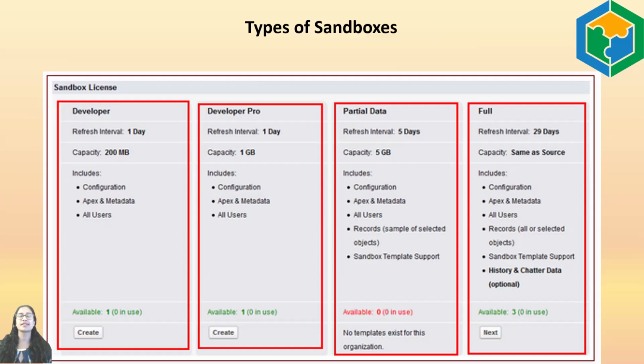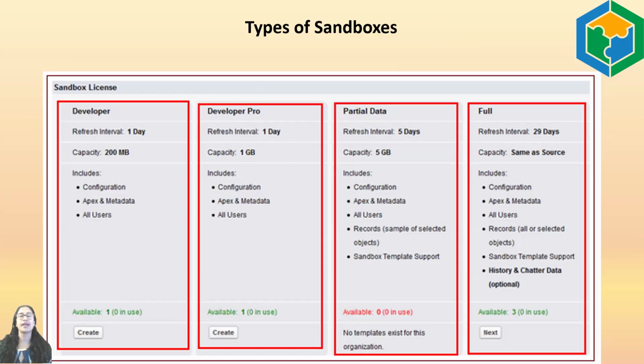Developer Pro Sandbox, just like Developer, but with more storage space. Perfect for team projects or heavier testing. Partial Copy Sandbox copies your metadata plus a sample of production data based on a sandbox template you define. Great for integration or user acceptance testing. Full Sandbox, a complete replica of your production org, metadata and all the data. This is what you use for full regression testing, load testing, and user training.